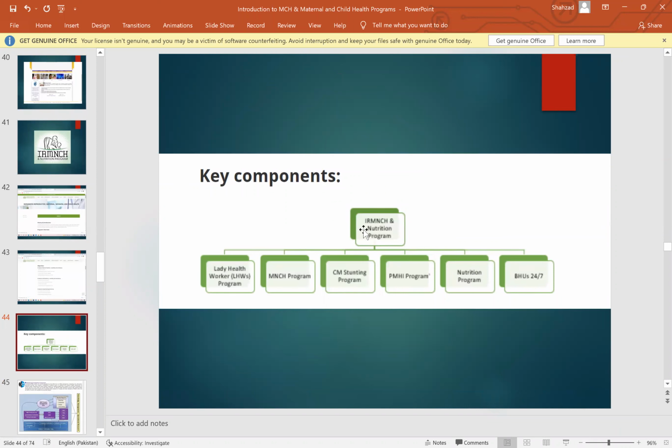So the key components of the IRMNCH and nutrition program are the Lady Health Workers Program, MNCH program, CM Stunting program, PMHI program, Health Initiative, Nutrition program, and Basic Health Units 24/7. These are the components of this program.